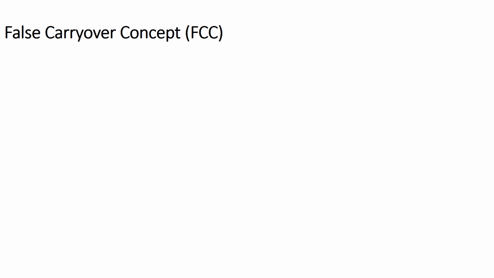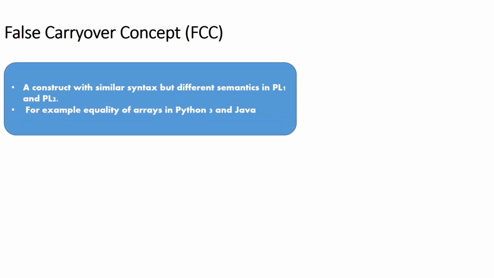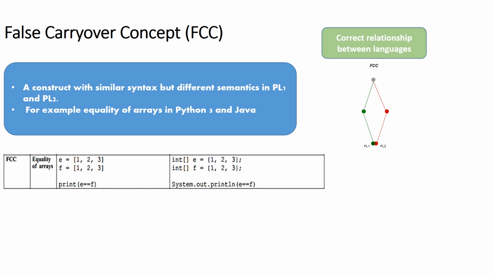A false carryover concept, or FCC, is a construct with similar syntax but different semantics in programming language 1 and 2. For example, equality of arrays in Python and Java. In Python, it compares array values, while in Java, it tests whether the 2 arrays have the same memory address. The correct relationship between languages of the FCC in a programmer's knowledge structure should show branching from concept to semantic level, because the 2 languages share similar syntax but different semantics.